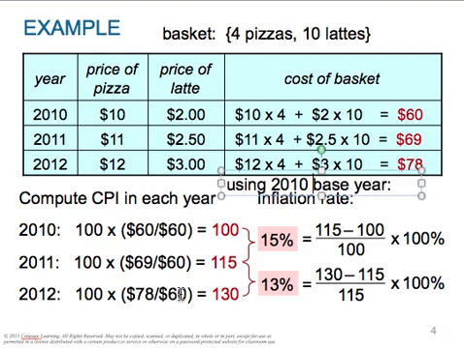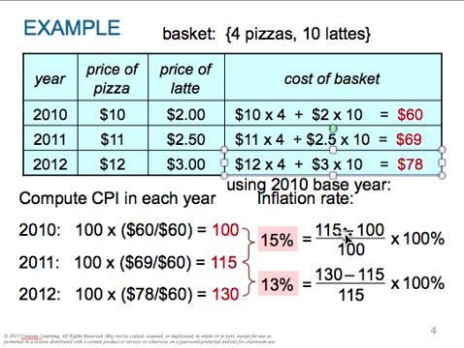And then lastly, we use the base year again of 60, and the current year, 2012, is $78. So $78 divided by 60, multiply by 100. Okay, we get 130. Well, the difference between 100 and 115 is 15%. The difference between 115 and 130 is 13%. Now, this could equally be computed by the CPI here.